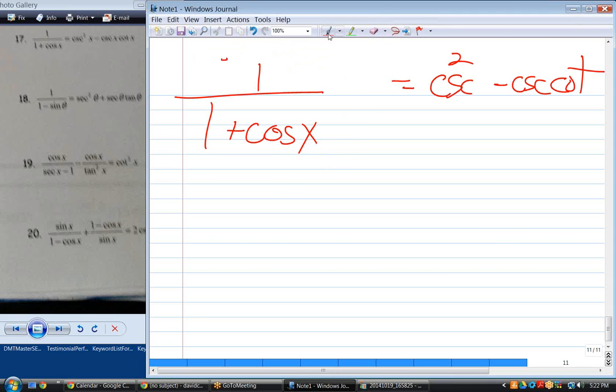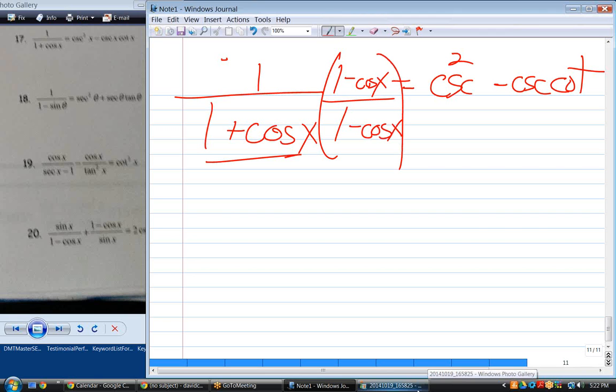The conjugate. The reason is it's going to allow us to turn the bottom into 1 minus cosine squared, which is sine squared. And that's a key thing, to be able to turn two terms, especially these two terms, into one term. So the top becomes 1 minus cosine x. The bottom becomes what? 1 minus cosine x squared. Which is? Sine squared.